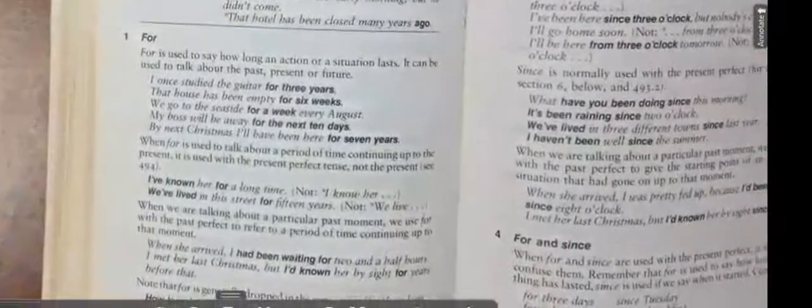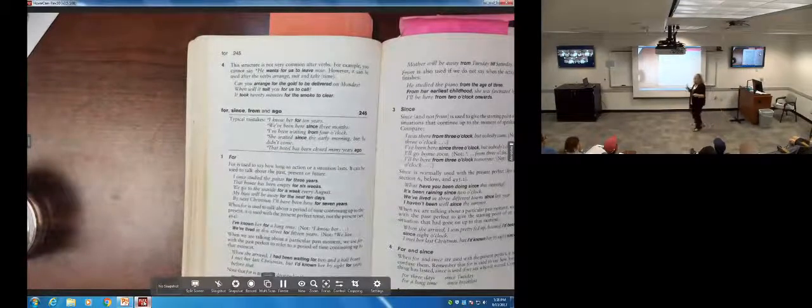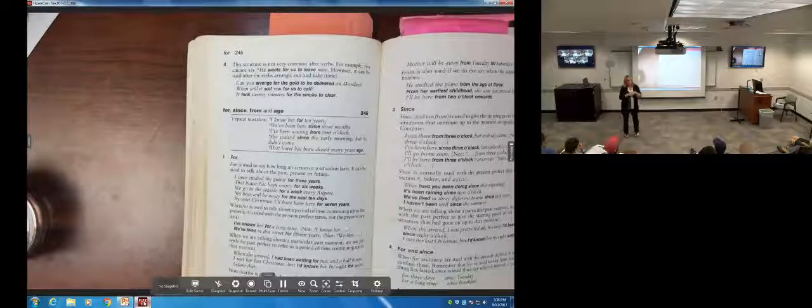For, since, from, ago, typical mistakes. This is typical mistakes by language learners. I know her for 10 years, right? We've been here since 3 months, okay? Then it gives you the rules for the difference between 'for' and 'since'. So you don't have to go through a grammar book and say, let me look up 'for', okay, that means that. Let me look up 'since'. The whole of the usage book is based on what your language learner errors are likely to be, and you can just look it up in the back of the book.